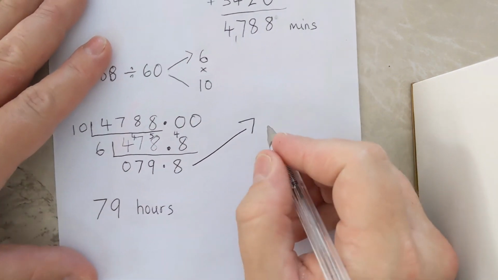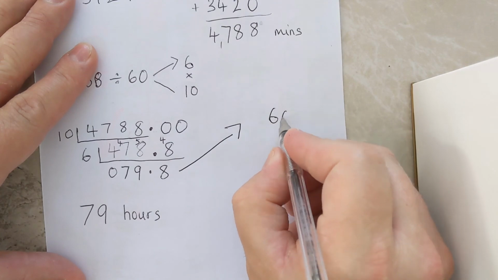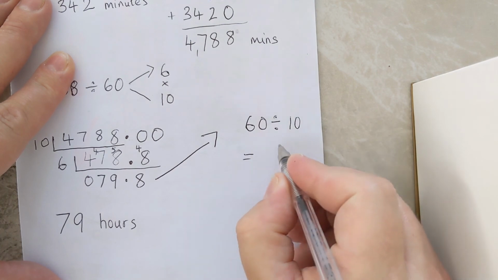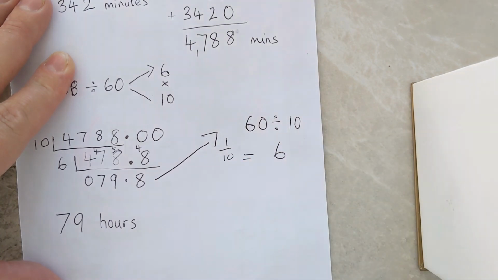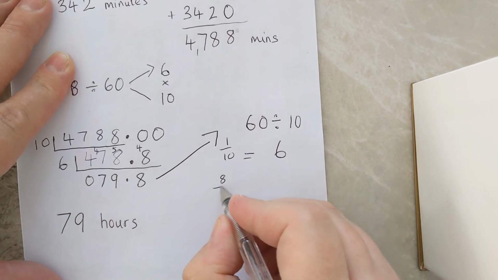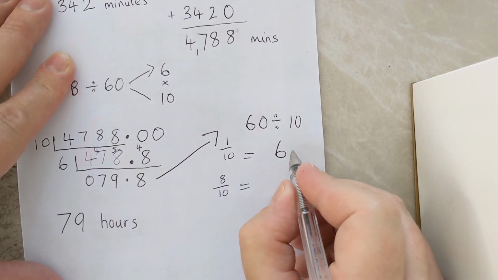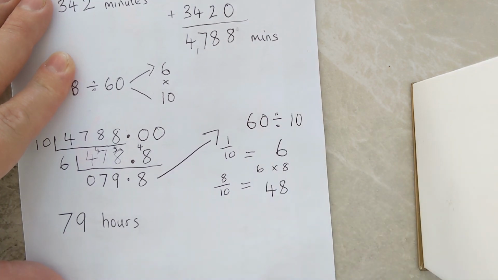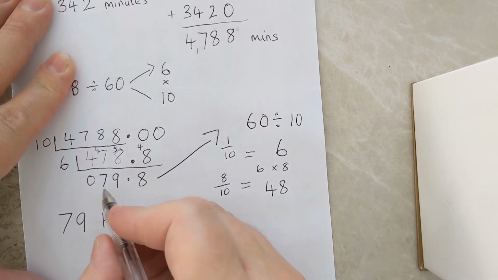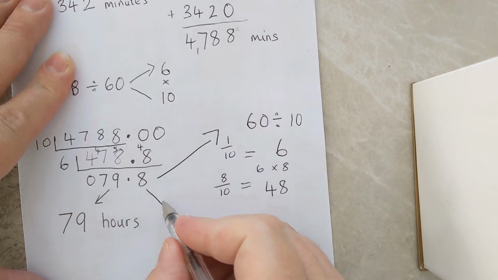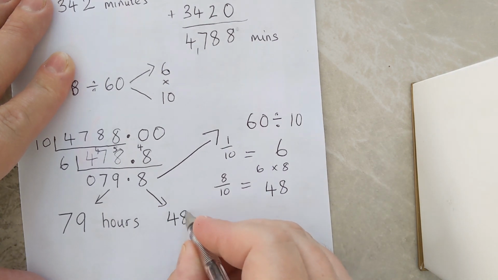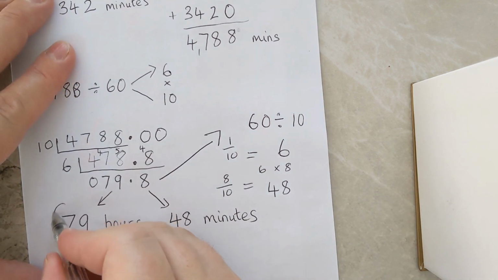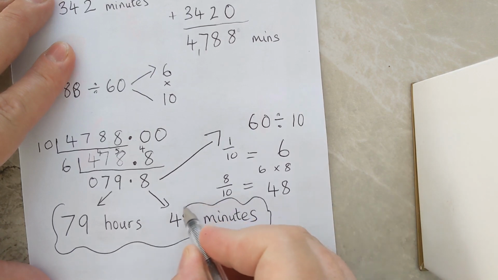Let's do it up here. 1/10 of an hour is 60 divided by 10. And that's 6. So 1/10 is equal to 6. So that means that 8 tenths would be equal to 6 times 8, which is 48. So my answer is 79 hours, and then my 0.8 of an hour is 48 minutes. And that is my answer altogether.